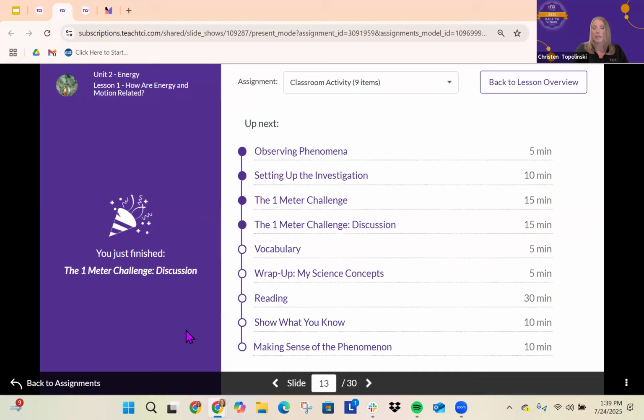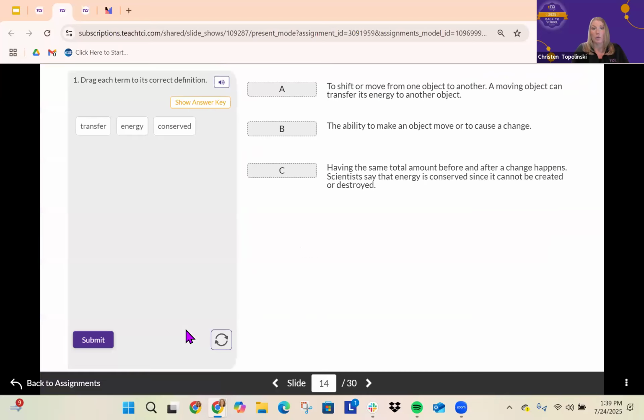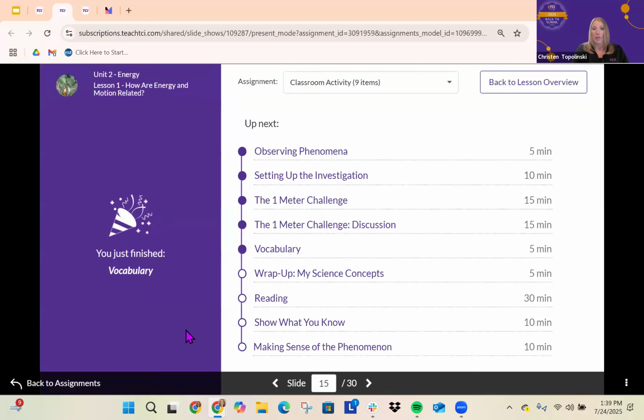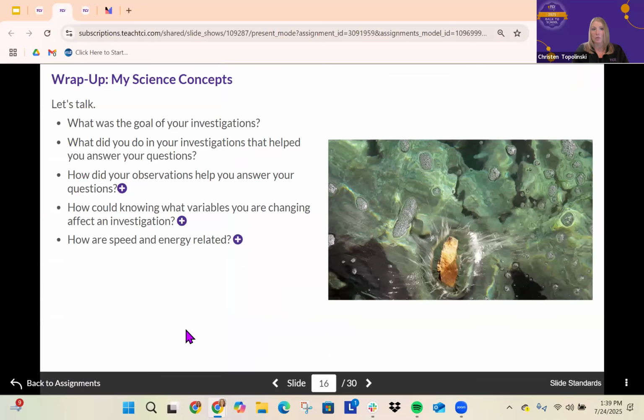They're going to be collecting all that data to really understand what happens when you have the ball. They're going to be thinking about the energy that's with that ball, the transfer, what energy is conserved. And then they're going to wrap up the science concepts there in that section.